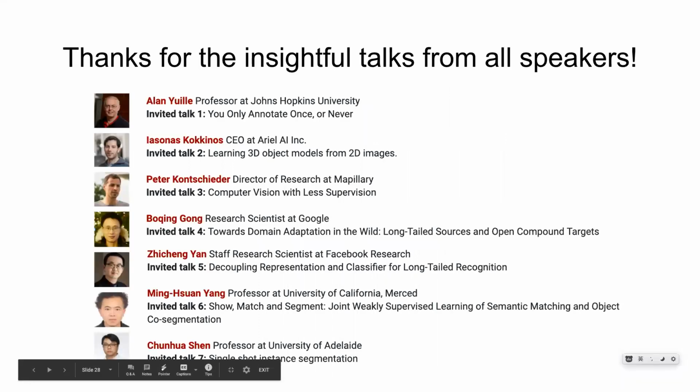Okay, in this workshop, thanks for the insightful talks from all the speakers. They covered a wide range of topics related to our workshop, from efficient data annotation, learning knowledge from 2D images and applying it to tackle 3D problems, and using line separation to address computer vision problems, to popular and practical long-tailed vision recognition, and weakly supervised co-segmentation, as well as one of the fundamental tasks in computer vision, instance segmentation.